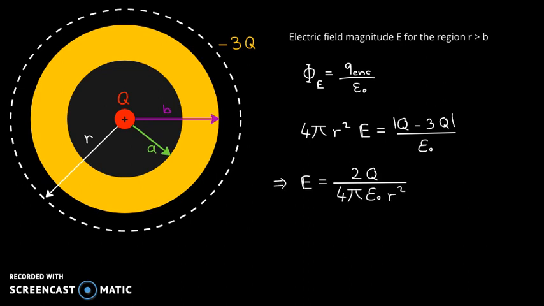And here's the result. Electric field magnitude in the region R greater than B as a function of R is equal to 2 times capital Q divided by 4 pi epsilon 0 R squared. The direction of the electric field vector will be inward towards the shell. Why? Because the enclosed charge is negative. It's equal to negative 2 times Q.